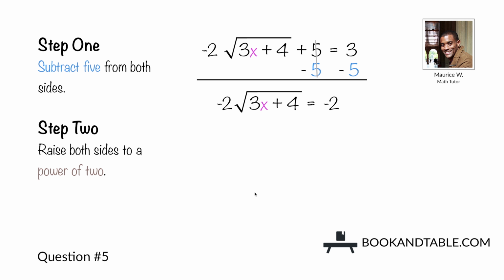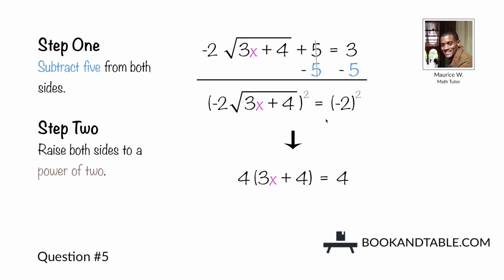Step 1, subtract 5 from both sides, leaving you with negative 2 times the square root of 3x plus 4 on the left side. On the right side, we have 3 minus 5, which gives us negative 2. Step 2, raise both sides to a power of 2.